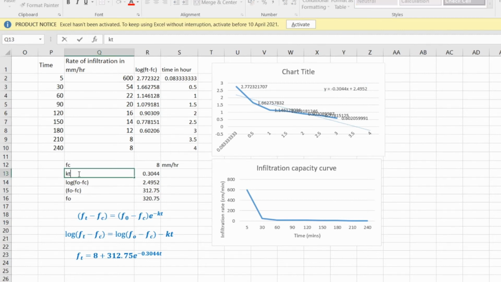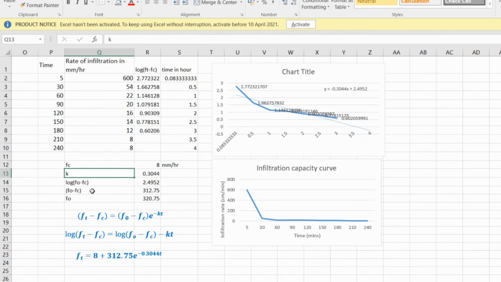So I have determined the k value also. As you can see, k equals 0.3044, which I got from the curve. You can also determine the slope of this best fitting straight line, and then determine the k value. The k value has been established, and log of f naught minus fc is determined.